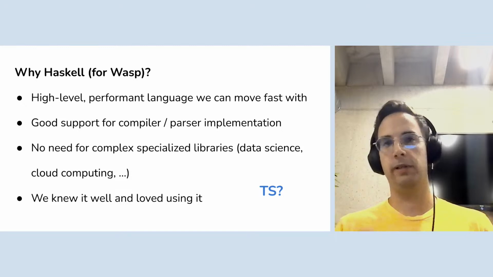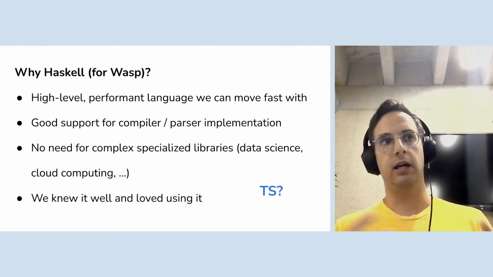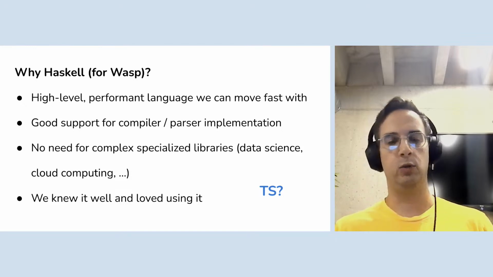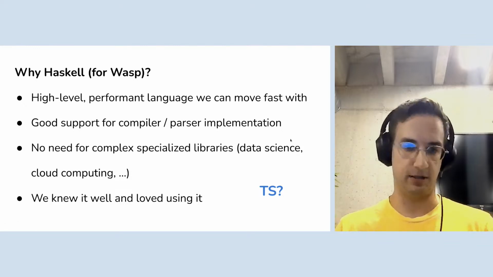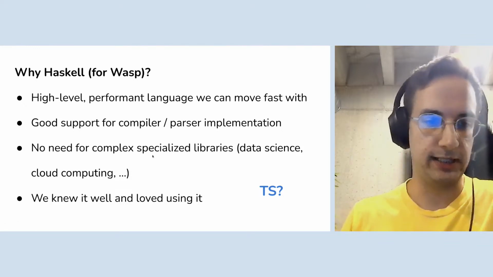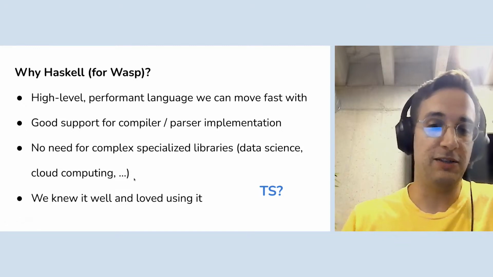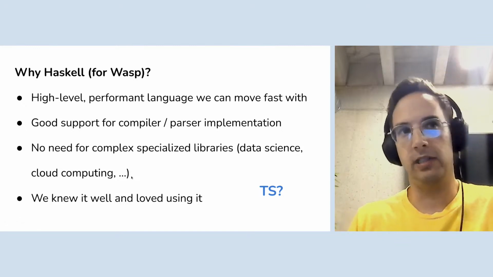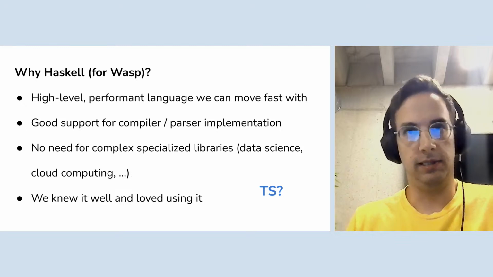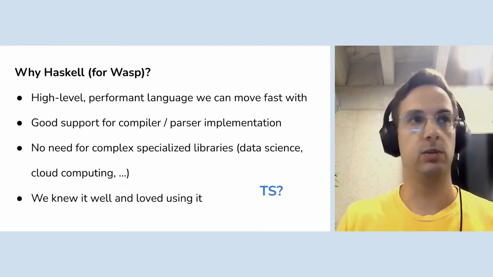So it can be an important factor when making a choice, but we knew that we're building a CLI tool, a compiler, a code generator, so we knew we wouldn't need any special libraries for cloud computing or data science or stuff like that. So that was also great. And yeah, we knew Haskell very well. Even though I was mostly using it for side projects, I was playing with it a lot. At that point, I probably knew it as well as I knew Java.